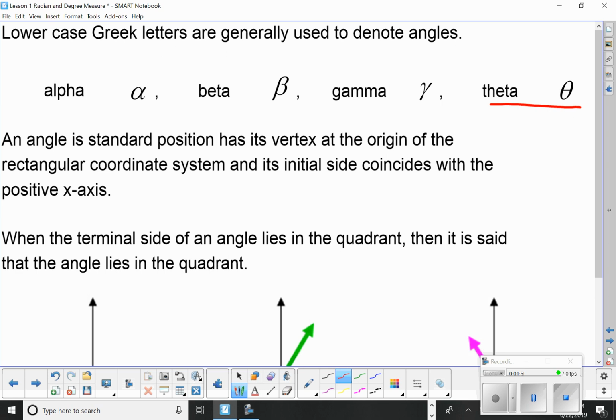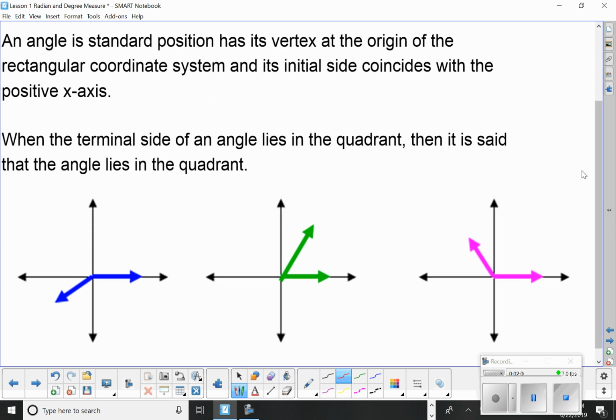An angle is in standard position if it has its vertex at the origin of the rectangular coordinate system, and its initial side coincides with, or is the same as, the x-axis. So right here, this is my x-axis, this is my y-axis. That's always the same in a rectangular coordinate system unless otherwise indicated. So our initial side is always the same as the positive x-axis. Then the terminal side is somewhere else.